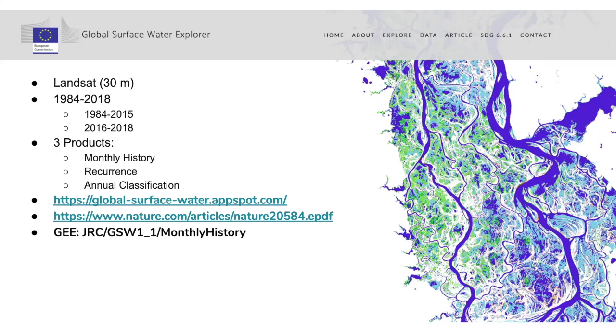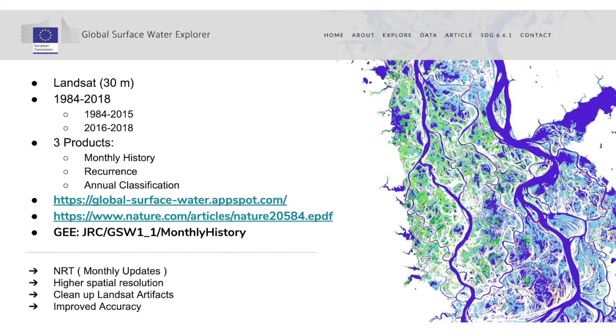So why are we doing anything else? Well, our main motivation is we want something that's near real time. We don't want to have to wait a couple years for the next update. Specifically, if you're interested in ephemeral water sources and how things are changing, maybe for malaria risk maps, et cetera, you want a near real time, at least monthly updates. Along the way, we're going to move over to Sentinel, get a little bit higher spatial resolution, clean up some Landsat artifacts, and hopefully improve the accuracy a little bit.